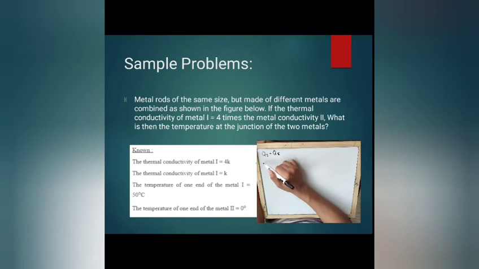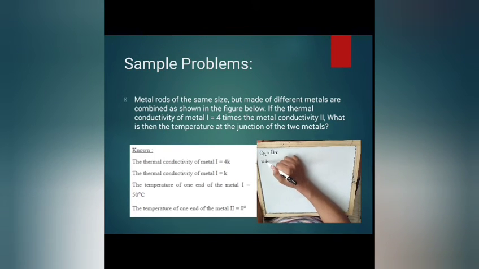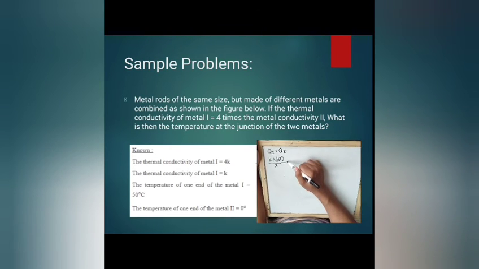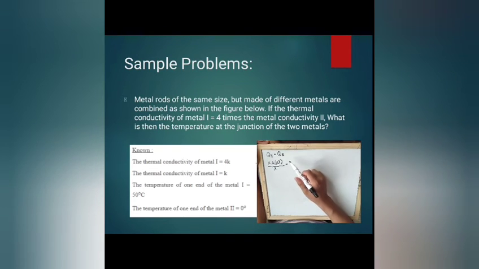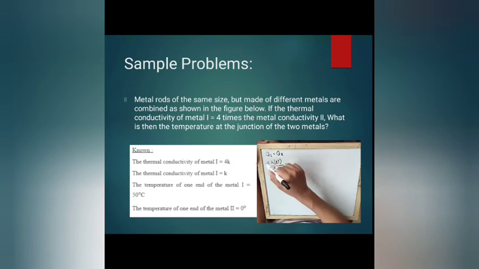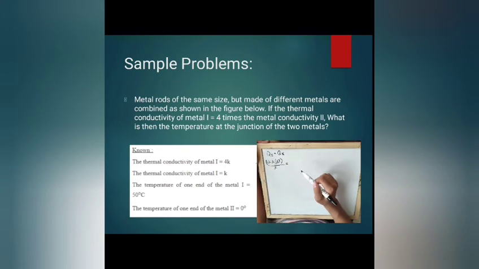So we will expand this. We get the thermal conductivity of metal 1 times the area times the temperature difference over the thickness of the rod, which is x, is equal to, but since we know that the conductivity of metal 1 is 4 times the conductivity of metal 2, then we put 4 here for the conductivity of metal 1.